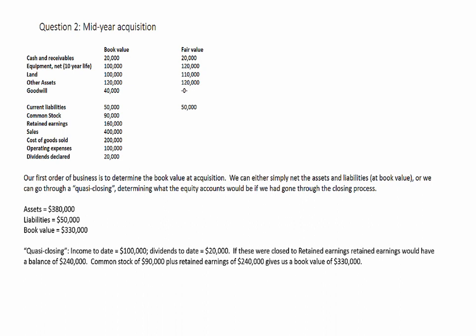If you prefer, or just to confirm this, we can go through this quasi-closing where income to date is $100,000, dividends to date are $20,000. So if these were closed to retained earnings, then retained earnings would have a balance of $240,000. Again, the current balance is $160,000, add 80, you get to $240,000. That added to the common stock of $90,000 gives us that same book value of $330,000.